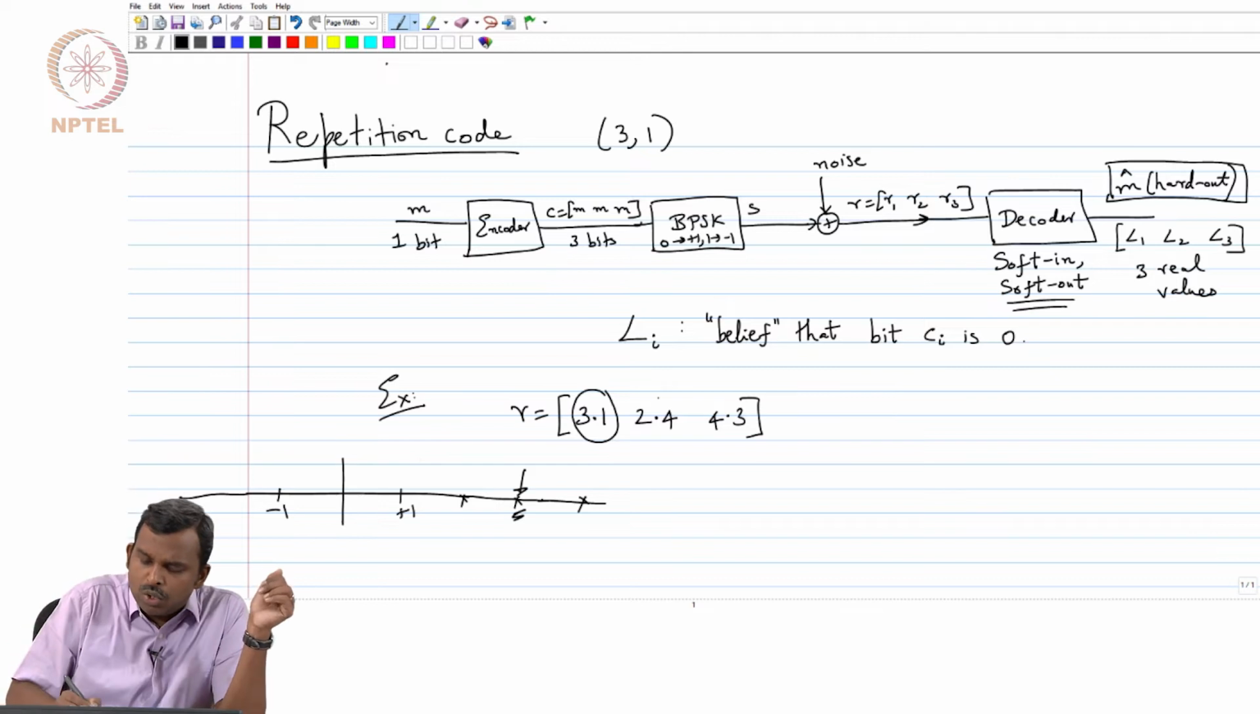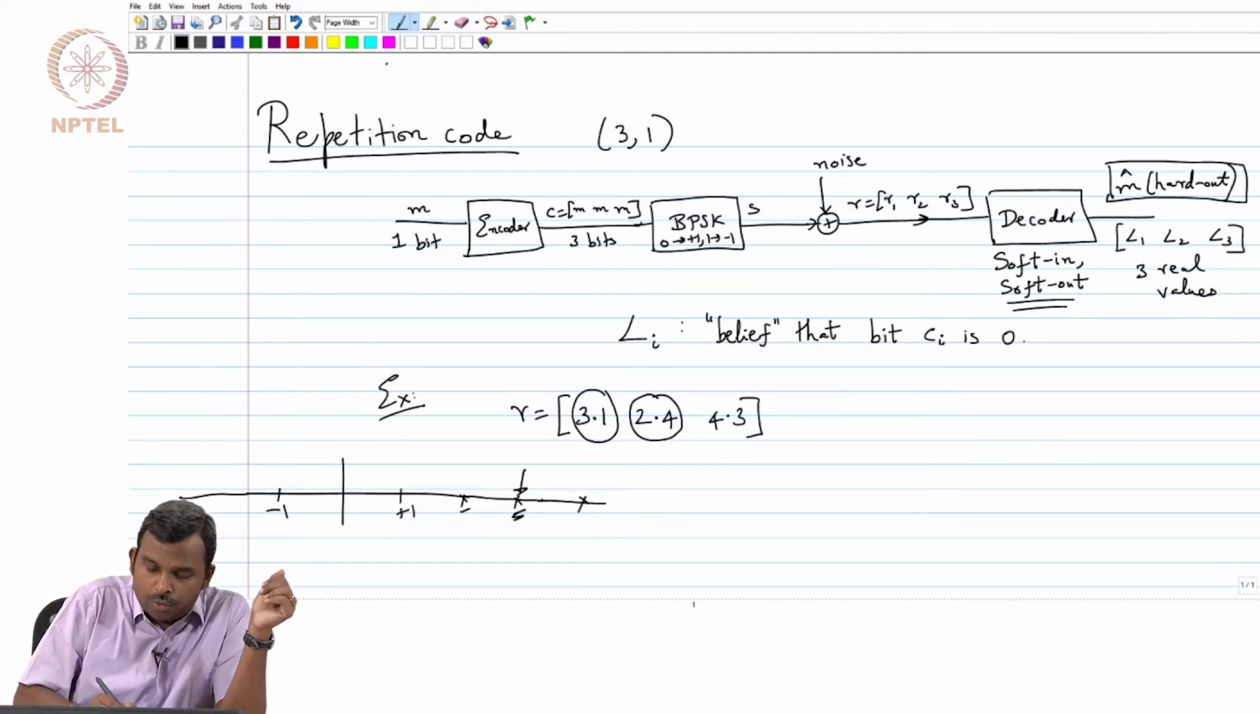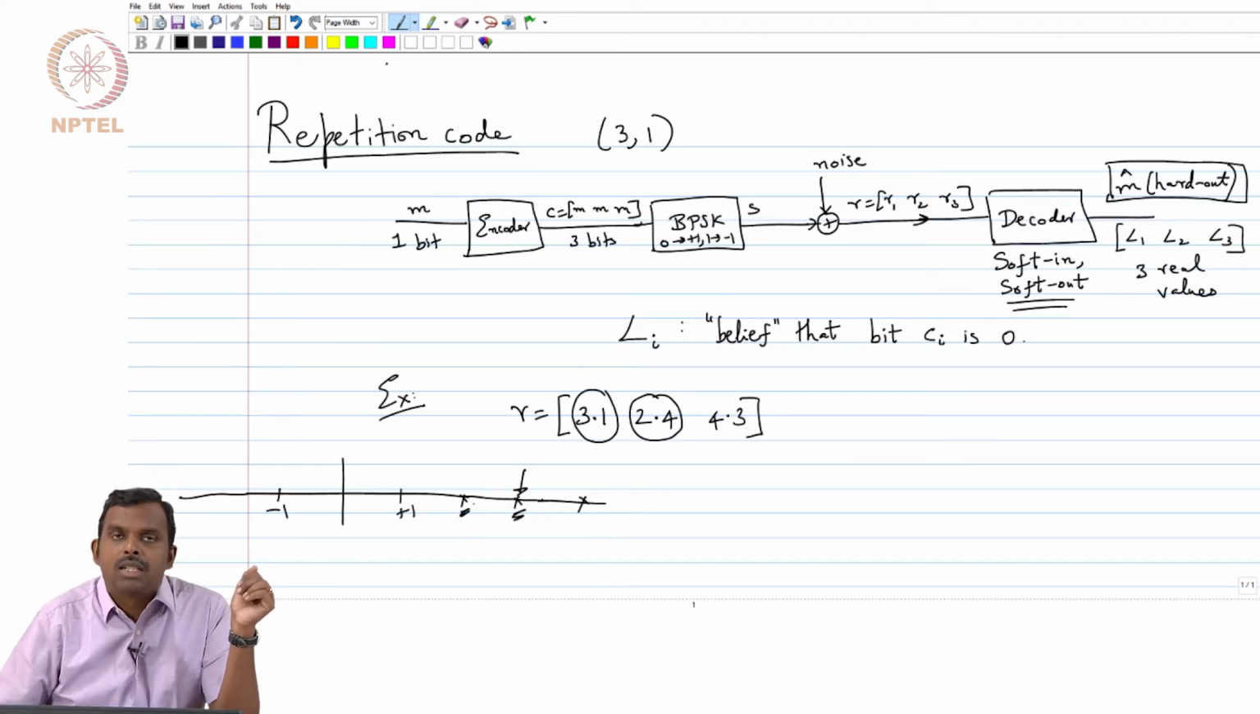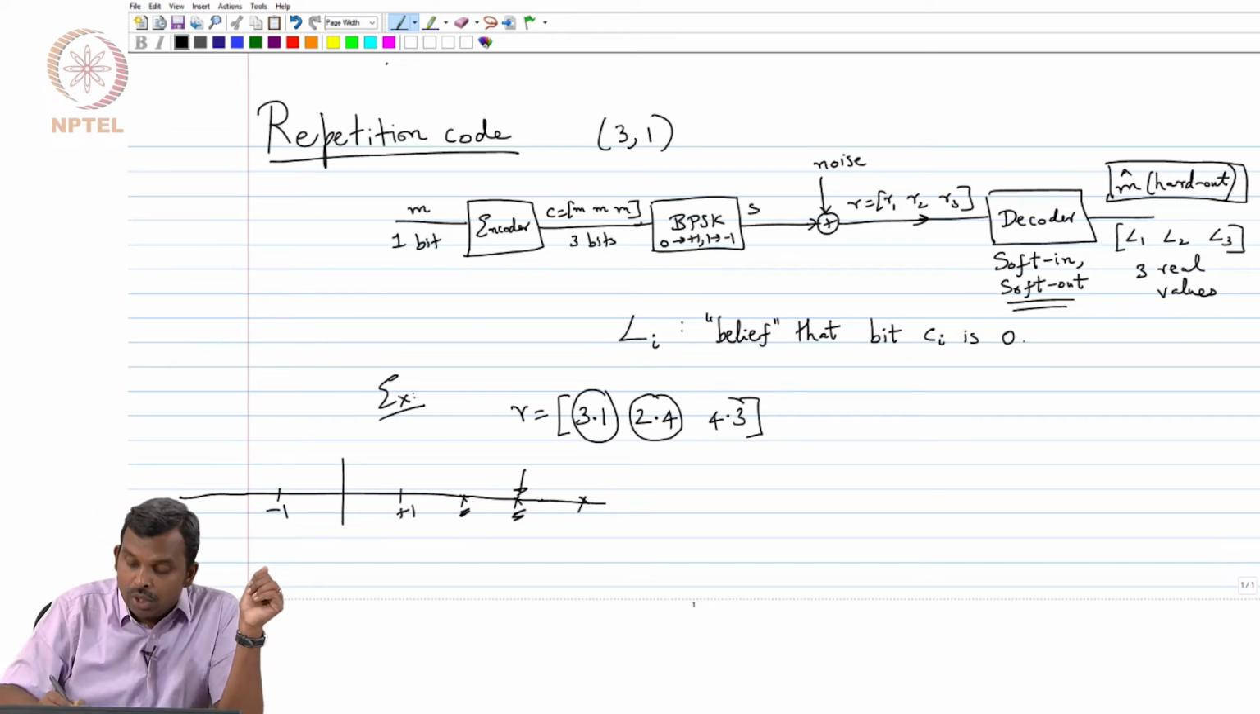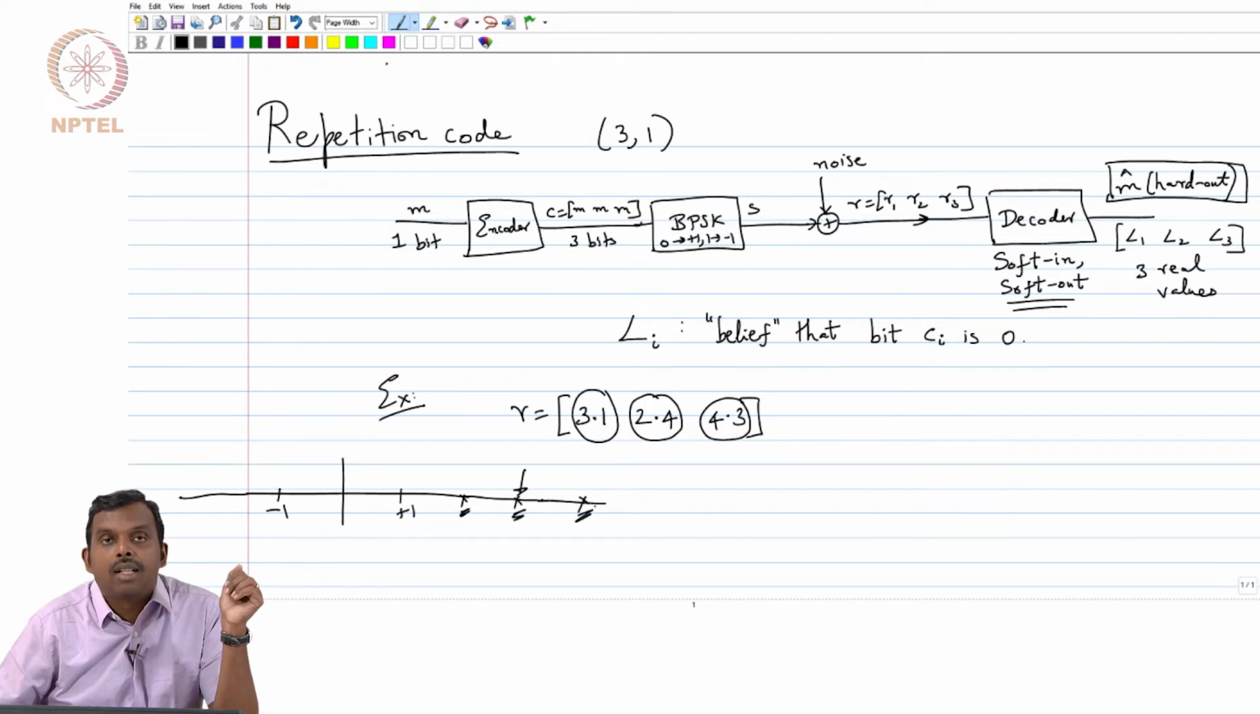Same thing with 2.4. It's somewhere here, and you really believe that the transmitted symbol is +1. And you also have 4.3, and that's way out here. That's also a very strong indicator that the transmitted symbol was +1. So you're quite confident about that.